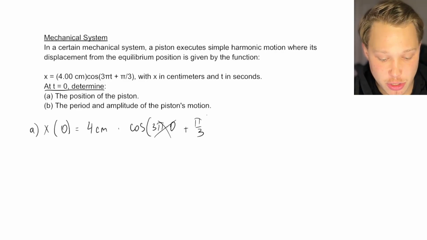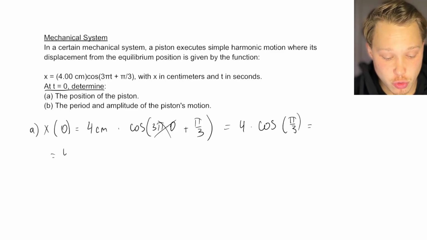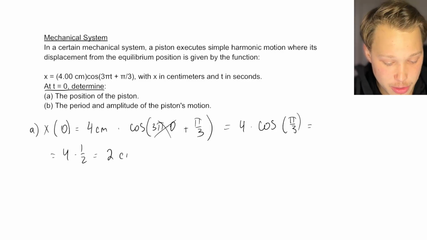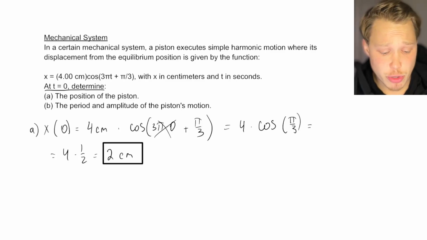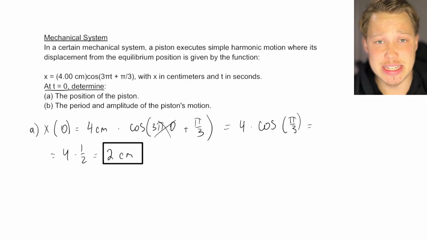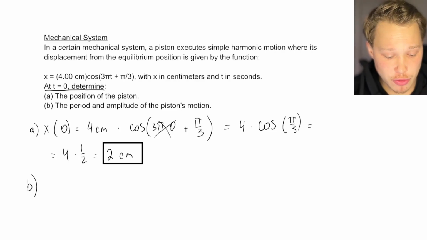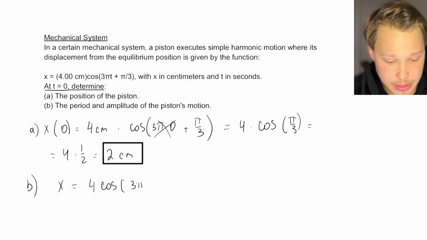So 3 pi times 0 will just be 0. So 4 times cosine of pi over 3. Cosine of pi over 3 is equal to 1/2. So this is going to be equal to 2 centimeters as our final answer. As you can see, it's a pretty straightforward process. We just plugged in 0 for the time and solved for our position. Now for part B, what is the period and the amplitude of the piston's motion? Here's our formula, 3 pi t plus pi over 3, that we have given here.